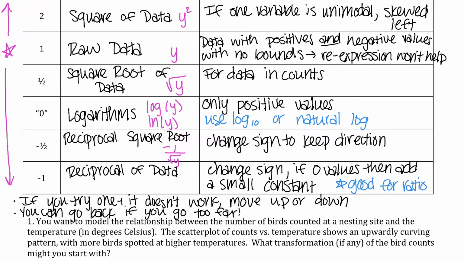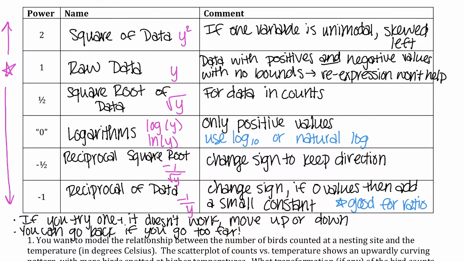If the reciprocal square root doesn't work for you, you can just do a regular reciprocal, so 1 over y, but again, you got to change the sign. If you have any values that are 0, obviously you can't divide by 0, so you'd have to add a small constant to all of your values. The reciprocal is good for ratios specifically because remember we talked about miles per hour versus hours per mile. So if you're choosing what that ratio for your units is, then sometimes the reciprocal is actually better. Right? So those are the options you have.